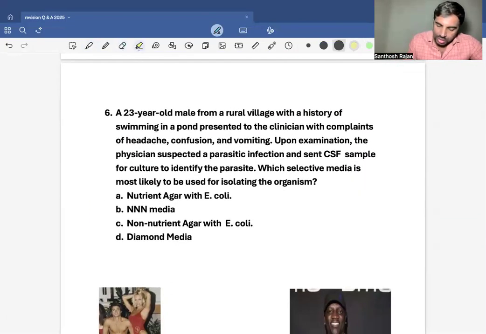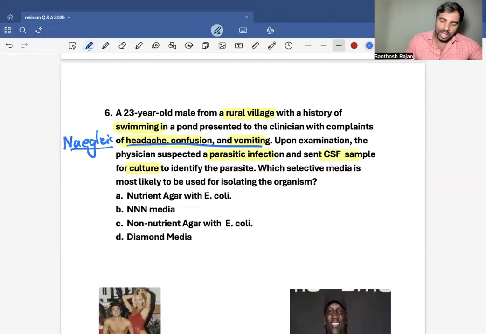You can see here a 23-year-old male from a rural village, history of swimming. Swimming is enough for me. The word swimming comes, my mind will think about Naegleria only. Sometimes it can be acanthamoeba also. He presented with a headache, confusion, and vomiting, the typical meningitis symptoms. The physician suspected a parasitic infection and sent CSF for culture. Which organism is most likely to be isolated? Definitely this is one of the free living amoeba, and it looks more like Naegleria because the symptoms, headache and confusion, fit.